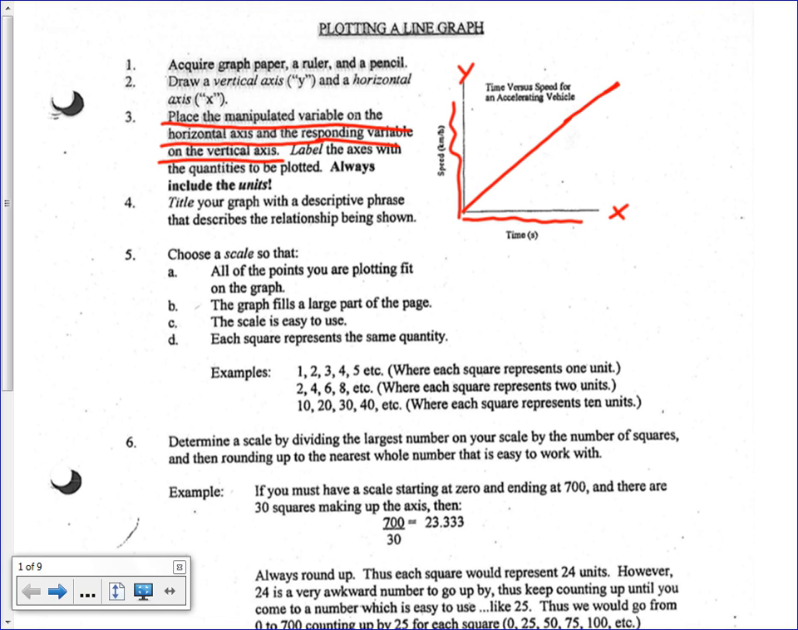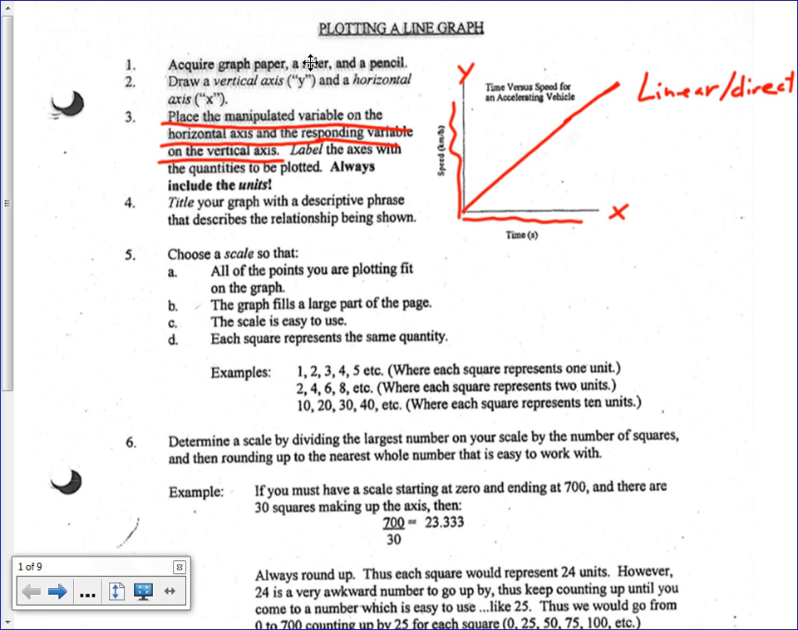That's showing when the manipulated variable goes up, what does the responding variable do? The responding variable goes up. Okay, that is called a linear or a direct relationship. Okay, so it's a linear. Usually we use the word linear, but sometimes we use the word direct relationship. When one goes up, the other goes up.